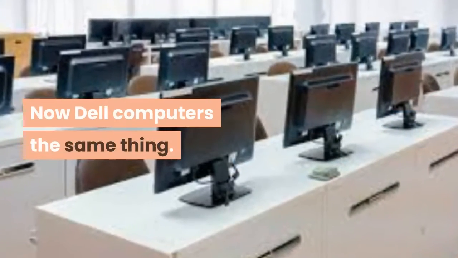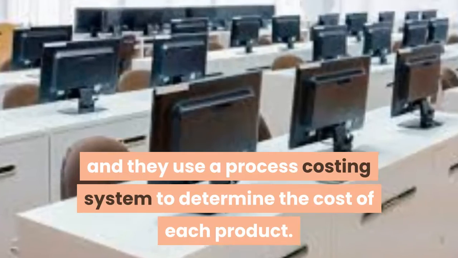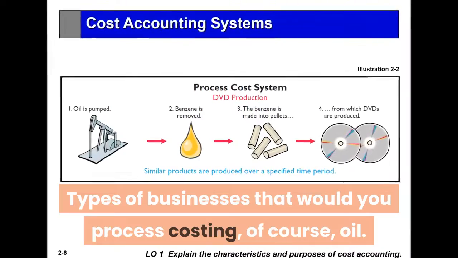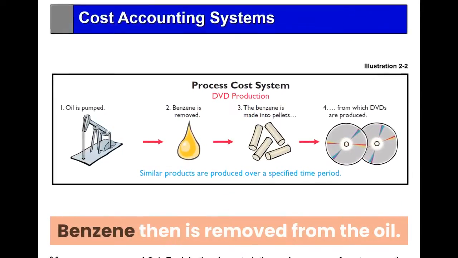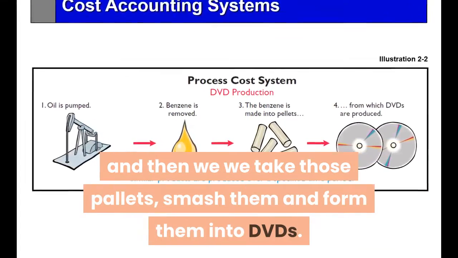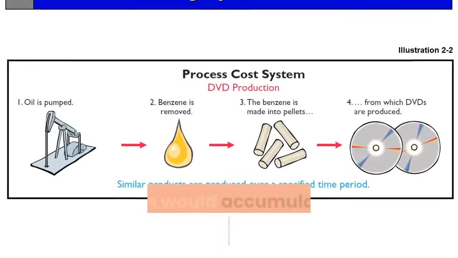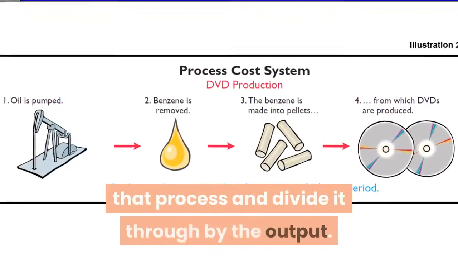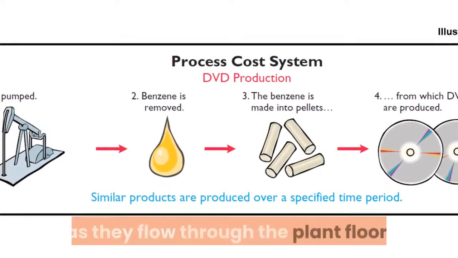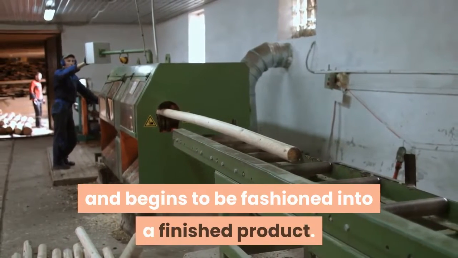Dell Computers, the same thing. They produce thousands of these models, and they use a process costing system to determine the cost of each product. Types of businesses that would use process costing: of course, oil. Benzene is then removed from the oil. Then we produce a product of pellets, and then we take those pellets, smash them and form them into DVDs. So all of this is done in a process, starting with step 1 to 2 to 3 to 4, and we would accumulate the cost of each step of that process and divide it through by the output, the DVD discs at the end. Then we're going to trace the cost as they flow through the plant floor. That is, as the raw material is taken from stores and begins to be fashioned into a finished product.